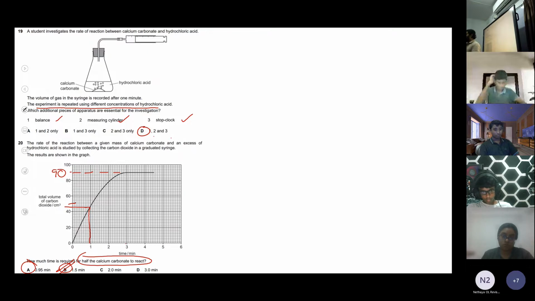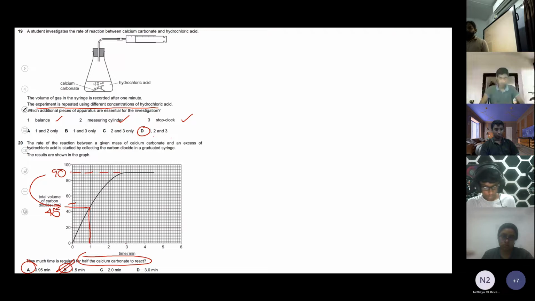You cannot just divide the full time by two. Half-life or the half time of the reaction means half the products are produced. So 90 to what? 45. 90 to 45, right? Okay, so I took it very optimistically. Sorry about it. Therefore the answer is 0.95.